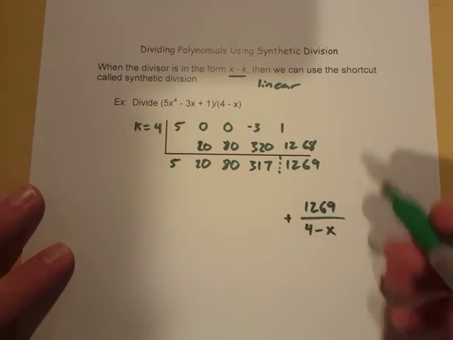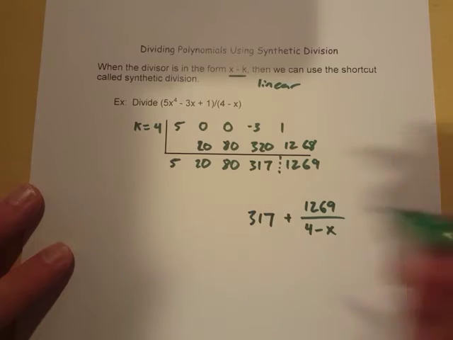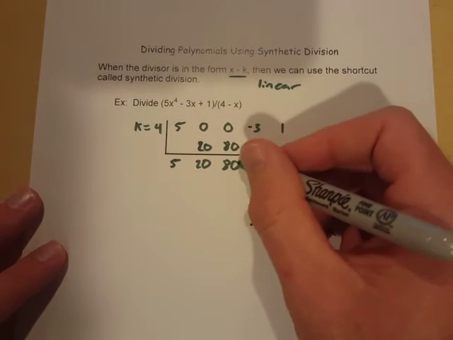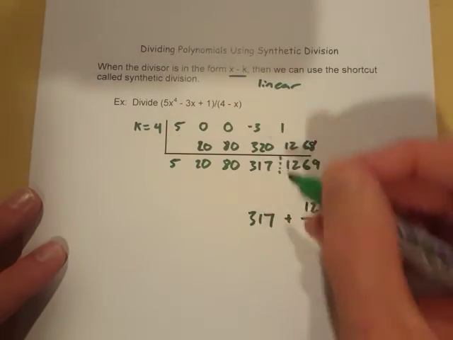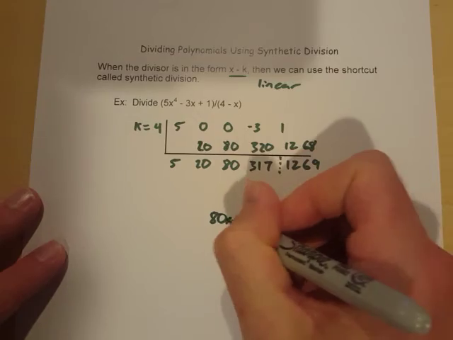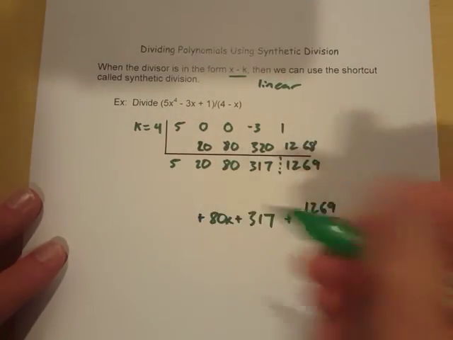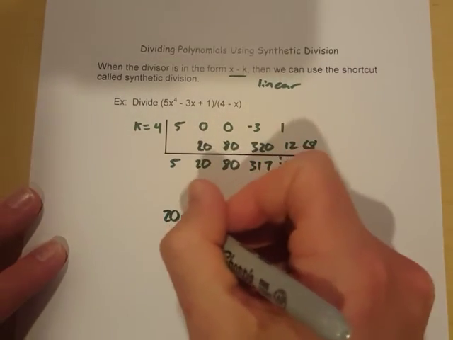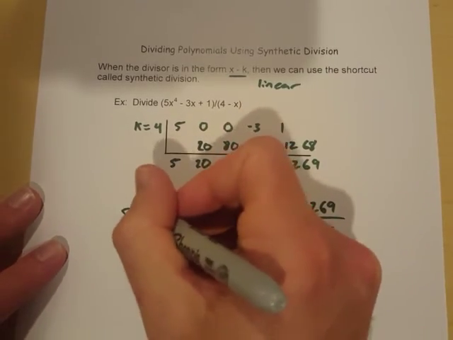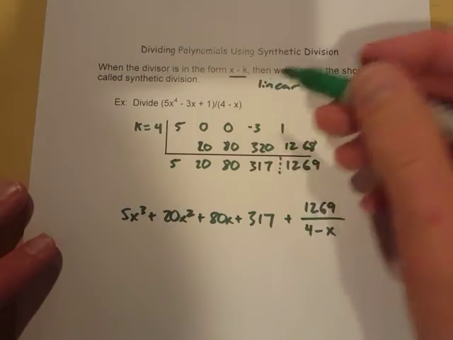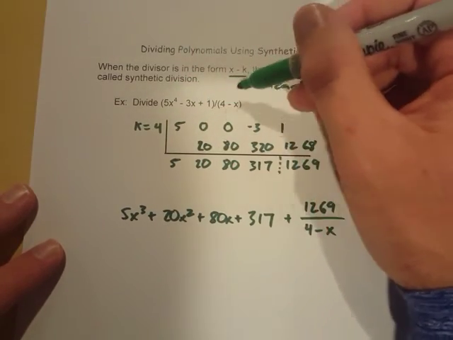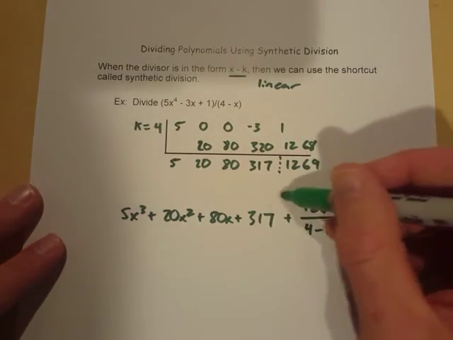Looks like the next number was 317. That is the constant term. That's just the plain number. Then it goes x squared, x to the third. And so here we've got 80x. Working our way backwards, 20x squared, and then the leading term is 5x cubed. So when you divide 5x to the fourth minus 3x plus 1 by 4 minus x, you get this thing.